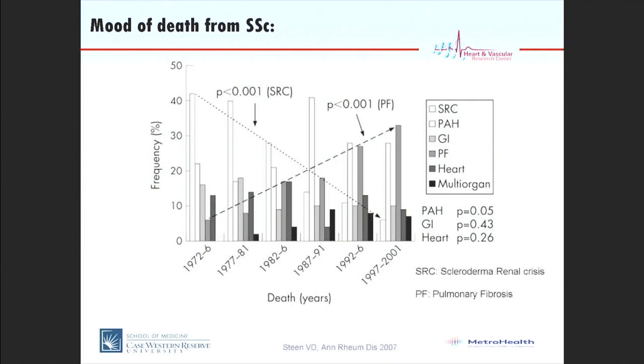This is depicted in this slide here, which is about 20-some years old, yet it's still relevant today. As you see here, the mode of death in systemic sclerosis in the 70s and 80s was renal crisis. Now we see that pulmonary fibrosis and pulmonary arterial hypertension is rising as the leading cause of death in systemic sclerosis.